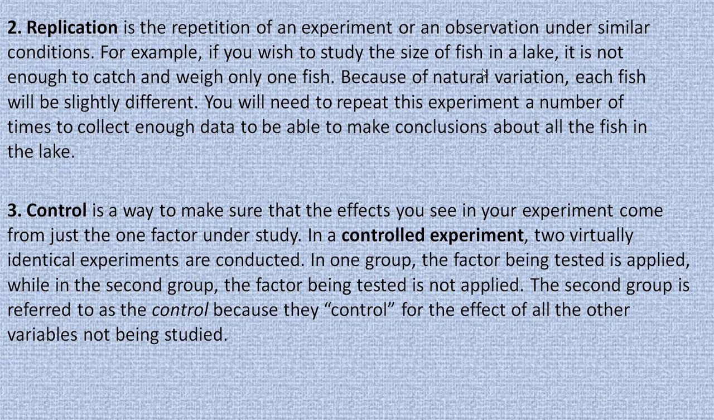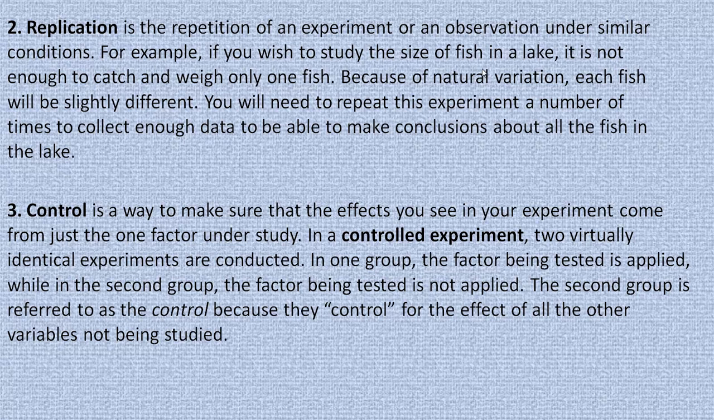Last one here, control, is the way to make sure that the effects that you see in your experiment come from just the one particular factor you're trying to study. In a controlled experiment, two virtually identical experiments are conducted. In one of them, a certain factor is being tested or applied, while the second group is the control group, and that factor is not being tested on them, and they wouldn't know.